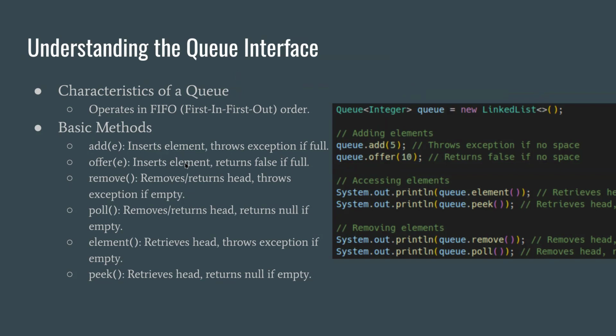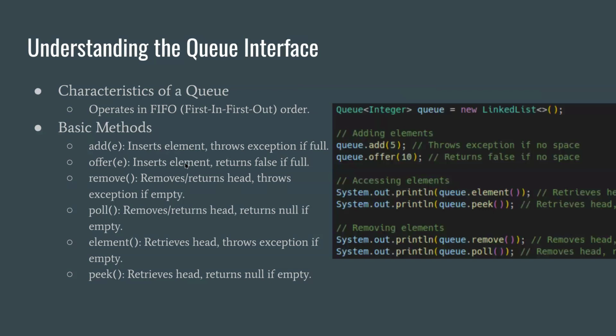And remove and poll, these methods retrieve and remove the head of the queue, while remove throws an exception if the queue is empty. Poll returns null, which makes it safer.